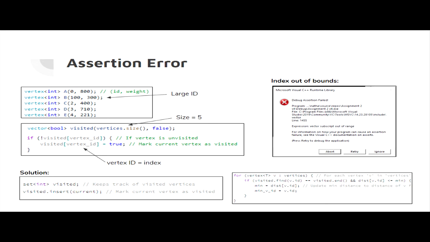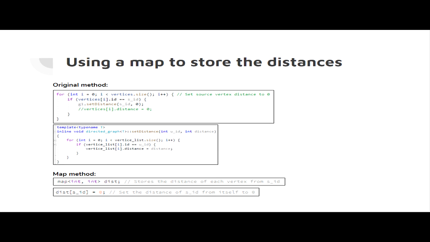To solve this issue, I used the set data structure instead, simply inserting a vertex into the set once it's been visited, then using the find function to iterate over the set to determine which vertices have been visited and which have not. Furthermore, instead of using the distance property of the vertex class, I used the map data structure, with the vertex ID being used as the key value and the distance from the source vertex to the current vertex as the map value. This method was far less tedious and considerably more code efficient.